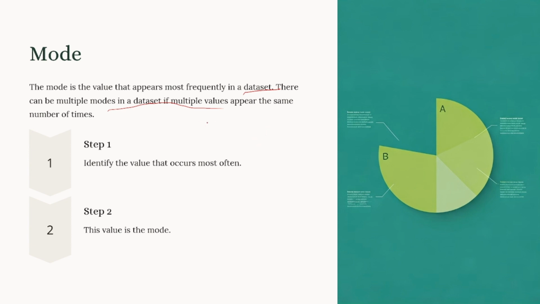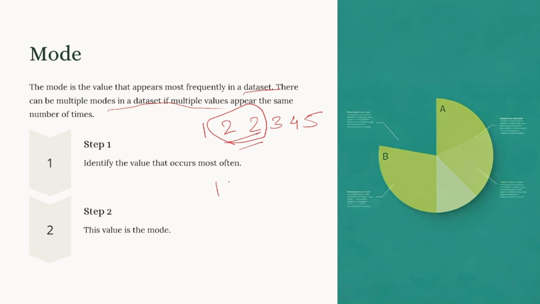So for example, you have 1, 2, 2, 3, 4, 5. So what is the mode value? What is our definition of mode? The most frequent observation. So 2 comes 2 times. So this is our mode.